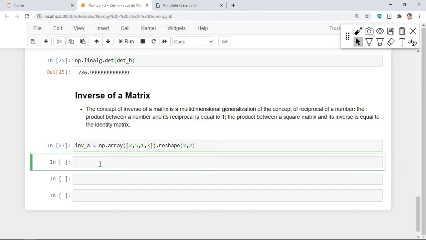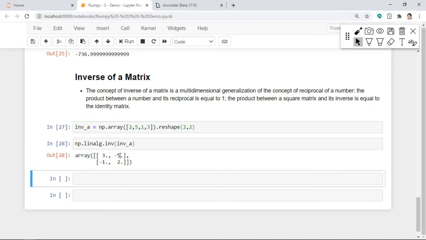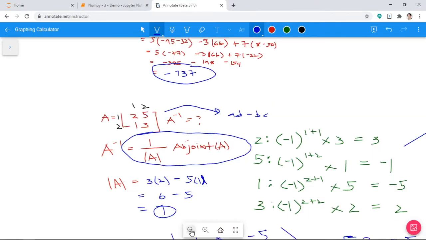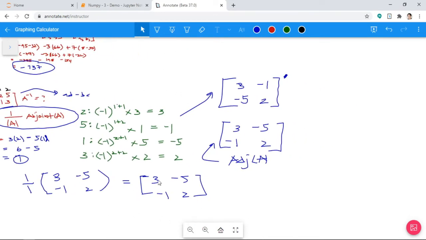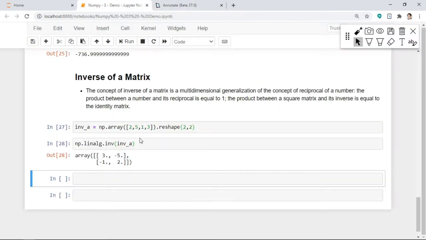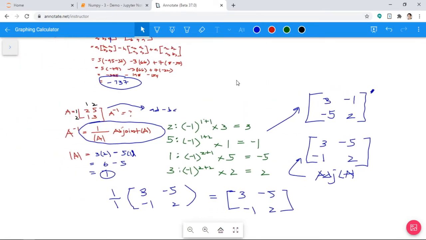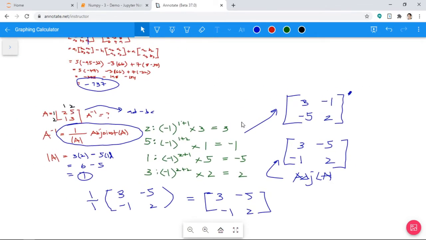Then we find the inverse of the matrix. So NP, again, part of the linear algebra library, is the inverse of a matrix. So this is invert A. You want to invert that one. So our result is 3, -5, -1, 2. So I think we got the correct answer after we have done it manually. So 3, -5, -1, 2. So that is how you compute the inverse of a matrix for a 2 by 2 matrix.